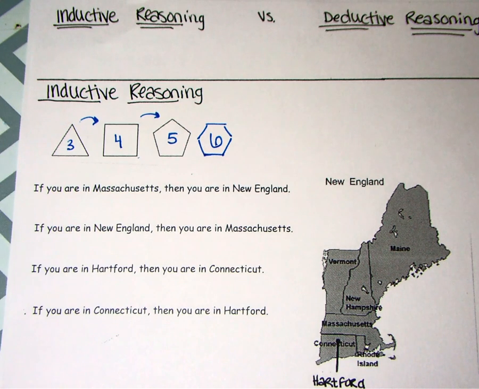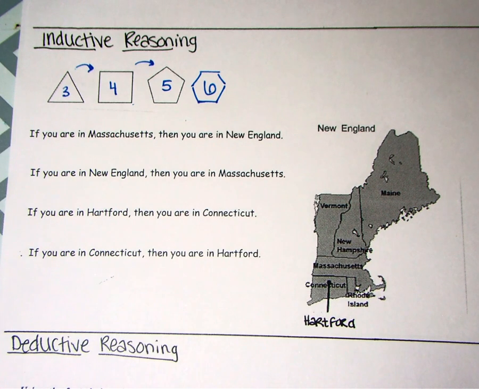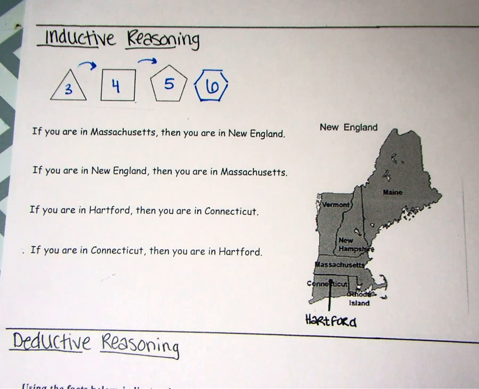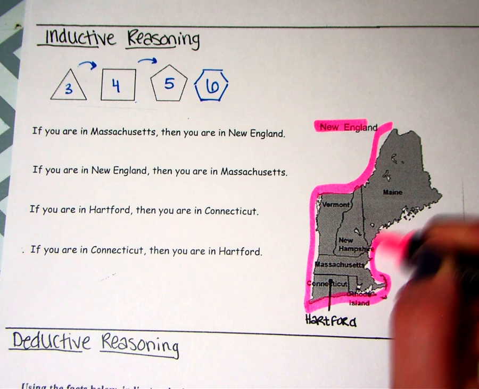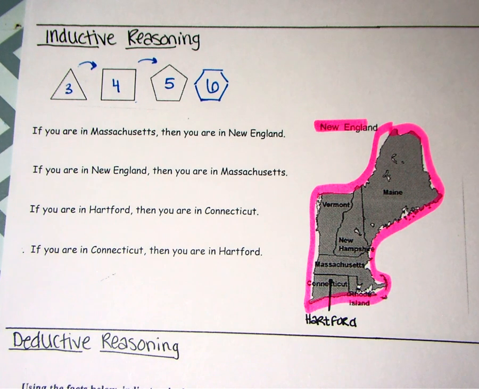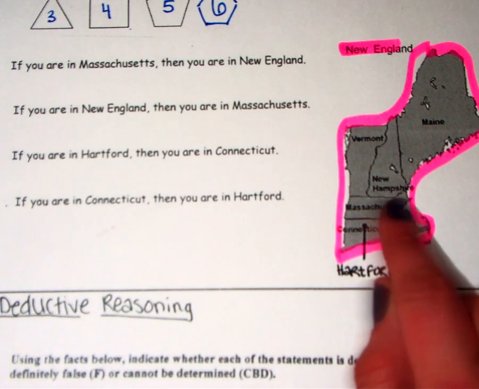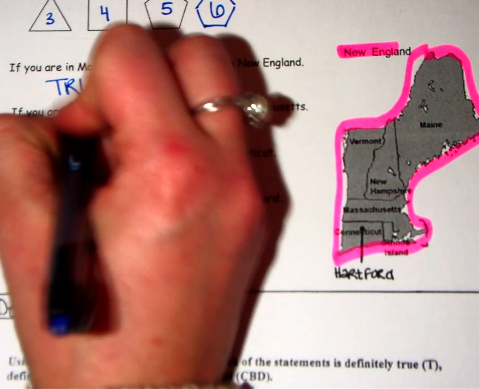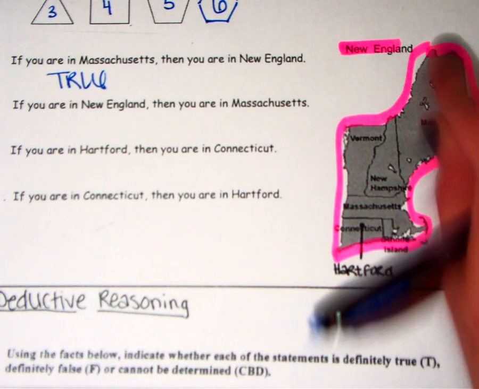All right, let's use the map of New England to discuss these answers in terms of true and false. If you are in Massachusetts, then you are in New England. Now, New England, hopefully we all know, is not a state. New England is this general area of our country. So this whole section, all those states, are all part of New England. So if you are in Massachusetts, then you are in New England. Massachusetts is located right here. It is inside of New England. So that is a true statement. I've collected facts to prove that Massachusetts is a part of New England.